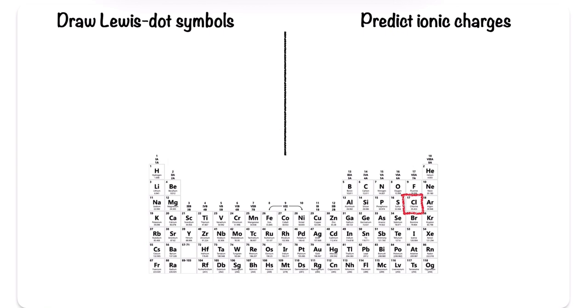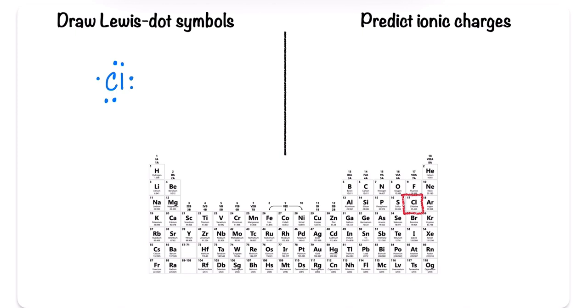So if I want to draw the electron dot symbol for chlorine, I would start by drawing its element symbol. I'm going to do that in blue. I'm going to draw its element symbol, and then I'm going to put in a dot for every single valence electron that it has. So chlorine has 7 valence electrons. So first start drawing your dot on each of the 4 edges of chlorine, and then you can start pairing them together.